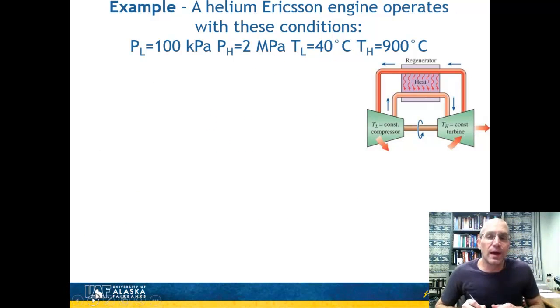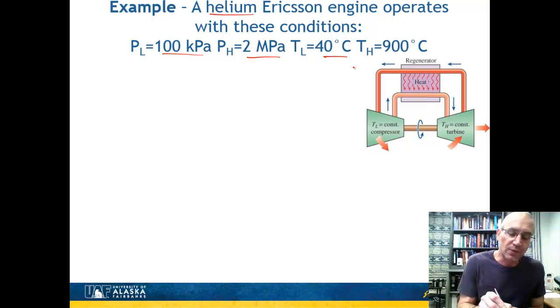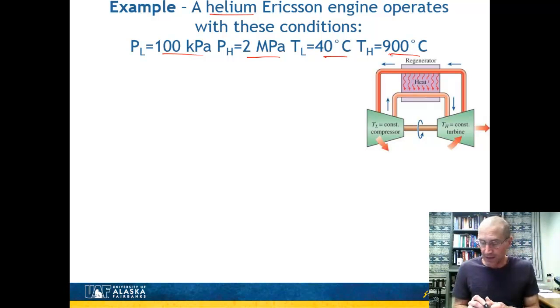Right. So let's go ahead and do an example. We're going to solve for the efficiency of the Ericsson cycle. So here I've got a picture of the Ericsson cycle again up on the right, just to remind you. We're going to be using helium as the operating fluid. And here's the engine, and it's operating between a low pressure of 100 kPa, high pressure of 2 megapascals, low temperature of 40 degrees Celsius, and a high temperature of 900 degrees Celsius.